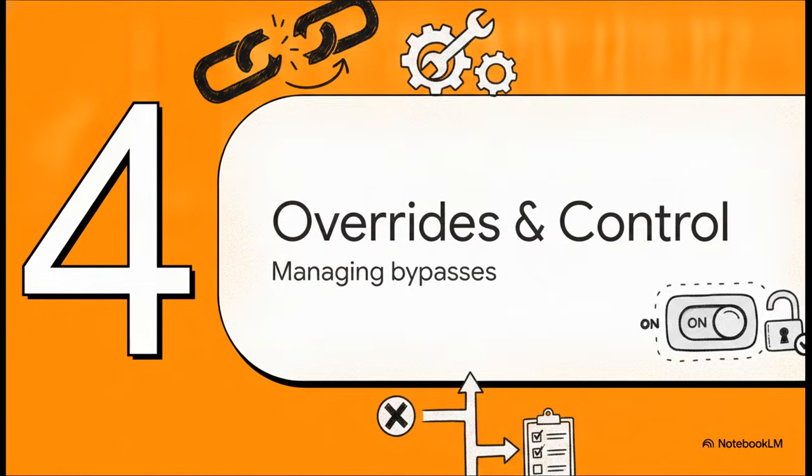Section 4. Overrides and their control. So what actually happens when an operator genuinely needs to proceed past a rigid control that the system would normally enforce?